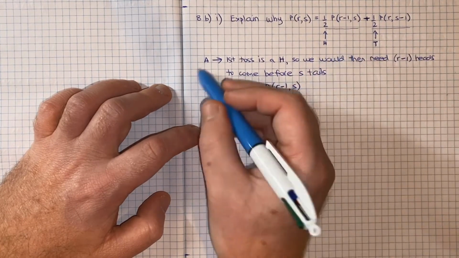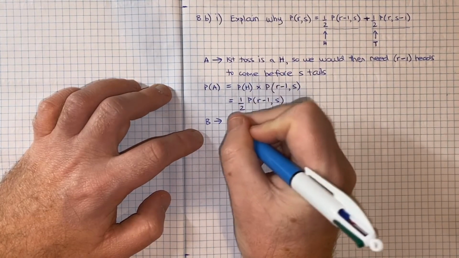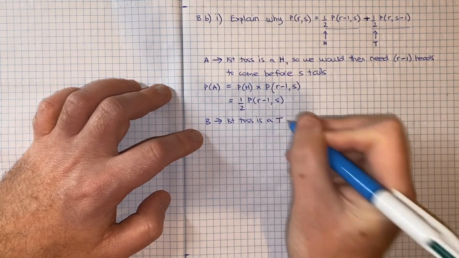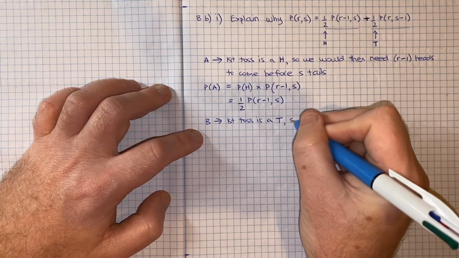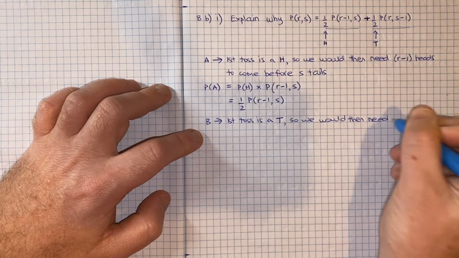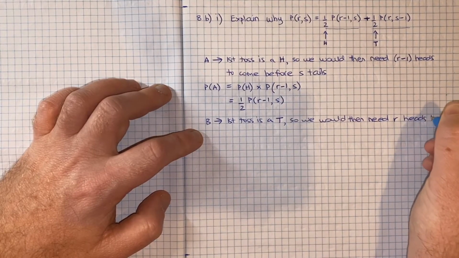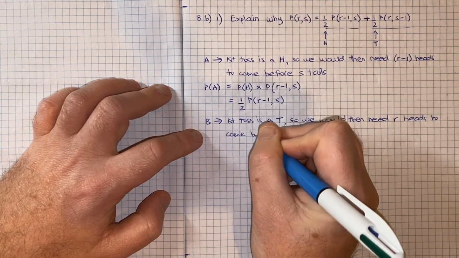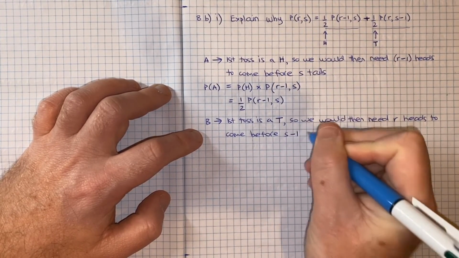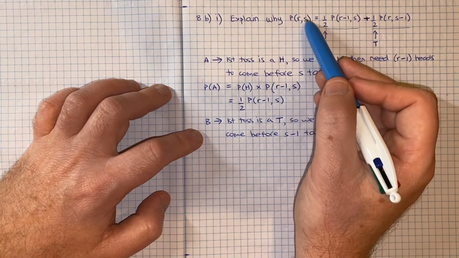And we can do a similar thing for this second bit that I'll call B. So let's say for B, the first toss is the other possibility, which is a tail. So if that's the case, we haven't got any heads yet, so we still need R heads to come before, well, we've already got a tail and we need a total of S tails, so there's just S minus 1 tails to go. And that would then get us this R comma S, or R heads before S tails.